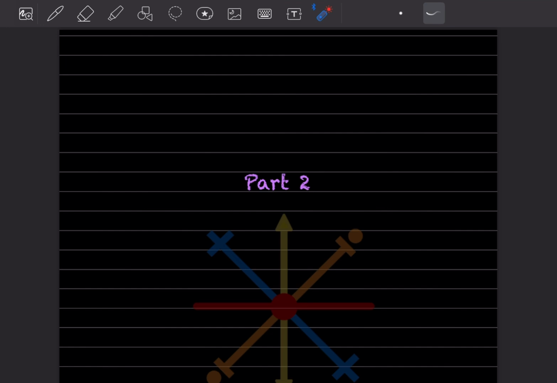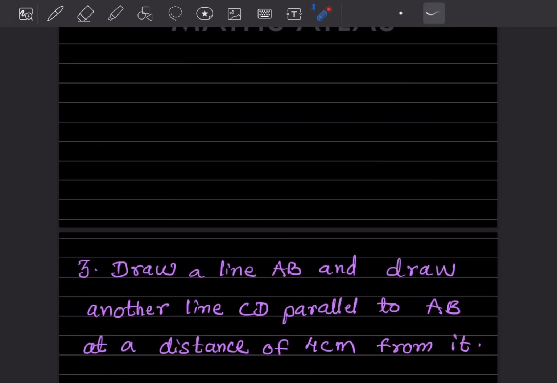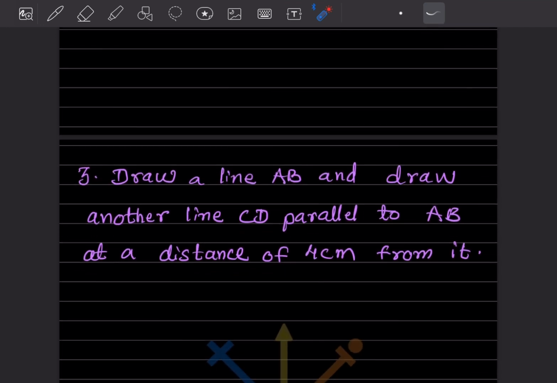So today we'll do part 2. In that we'll see question number 3. Draw a line AB and draw another line CD parallel to AB at a distance of 4 centimeter from it.